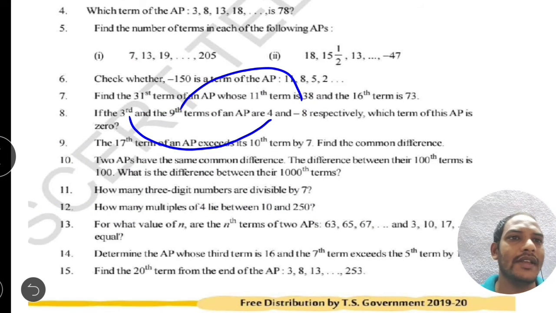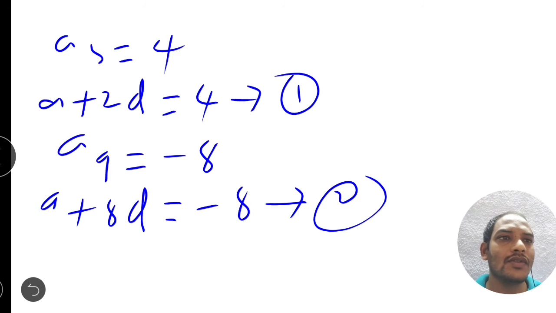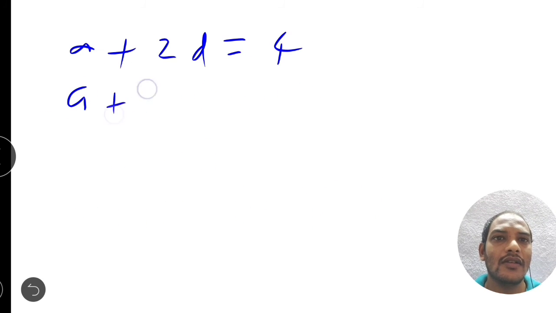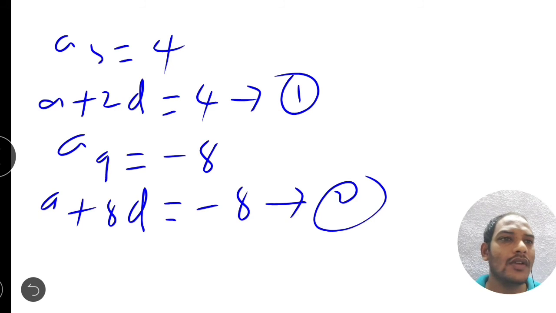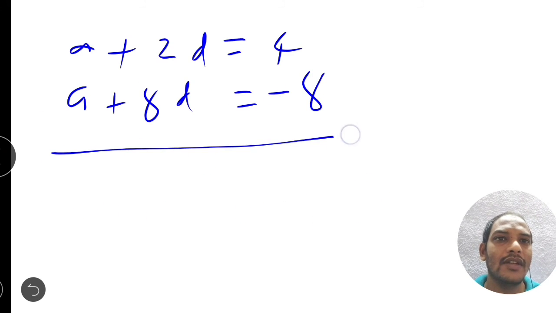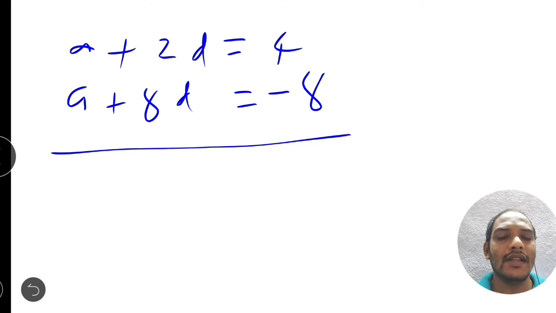So now what he is asking: which term of the AP is 0? Nothing but 0 should equal An, then find the n value. But to find the n value, we require the A and D answers. So that is why let's find the A and D answers first. So A plus 2D equals 4 and A plus 8D equals minus 8. See here, very important, change the symbol for the second equation.